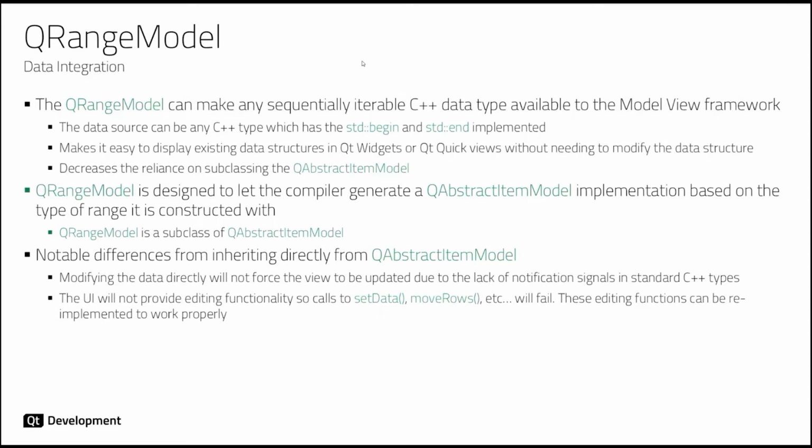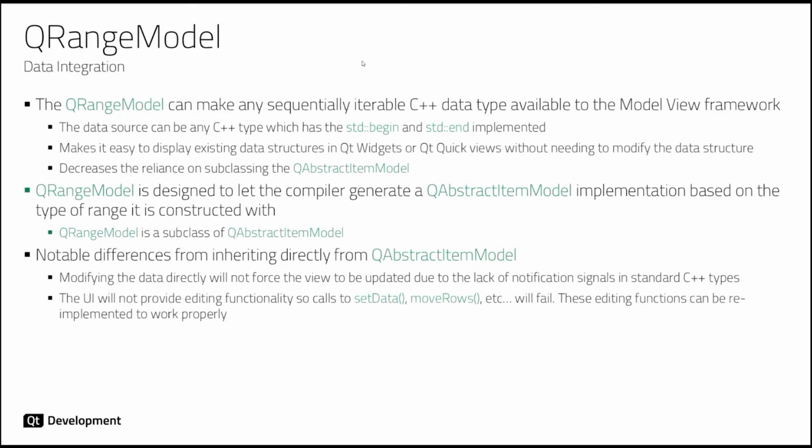So the QRange model can make any sequentially iterable C++ data type available to the model view framework. What this means is the data source can be any C++ type which has the standard begin and standard end implemented. And this would be things like standard arrays or standard vectors. It will then easily allow you to create a model and a view based on these types and easily display them in a view in Qt Quick or in Qt Widgets.